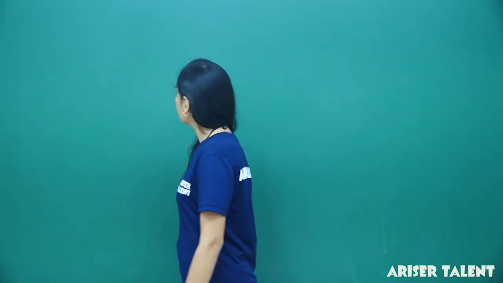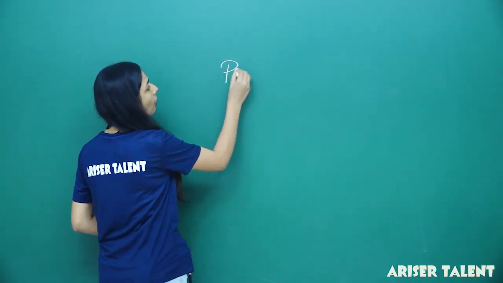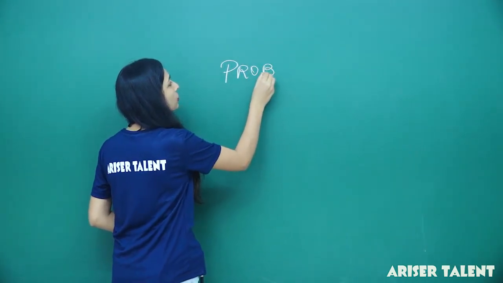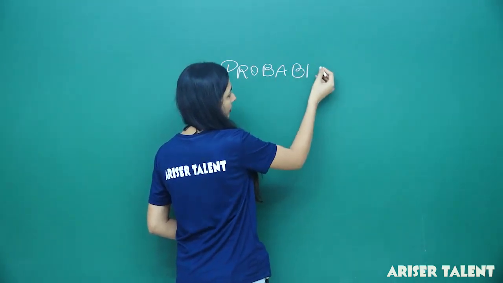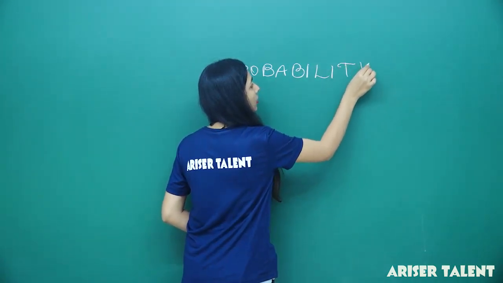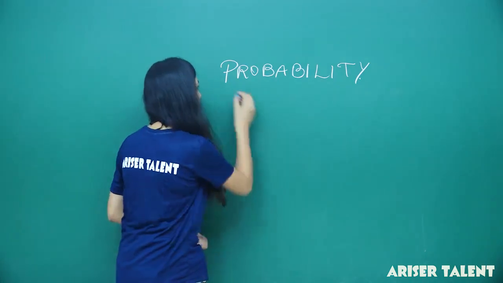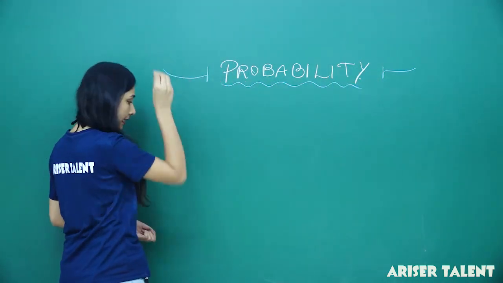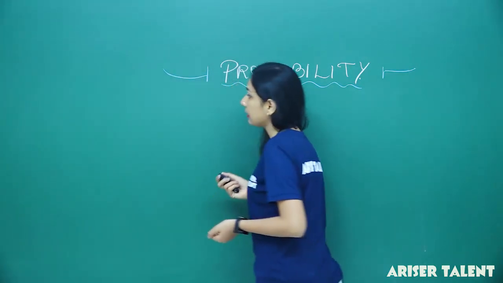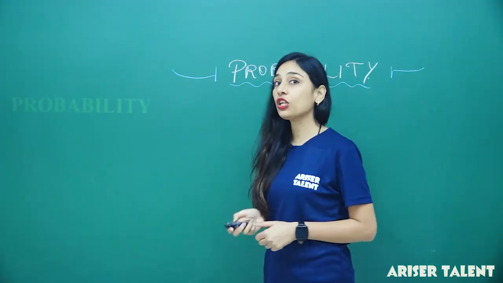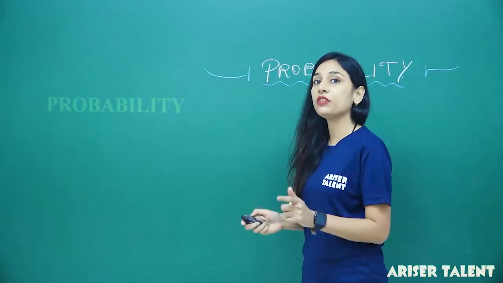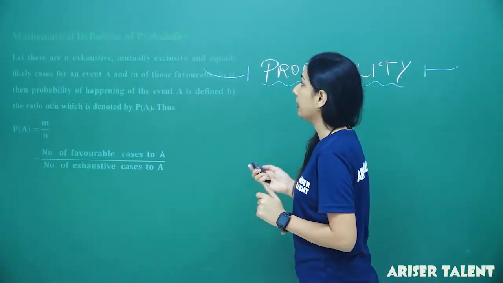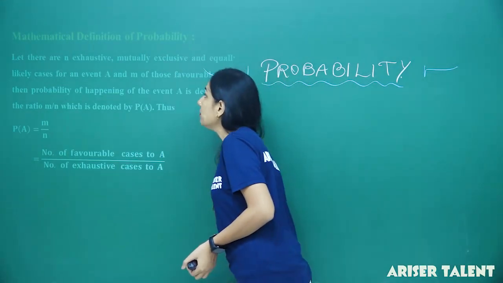We are discussing probability. This is our chapter. We have gone through the basic definition of probability, right students? Okay, so we have found out what the term probability is, right? So this is our chapter, and we were talking about the mathematical definition of probability, which is here.